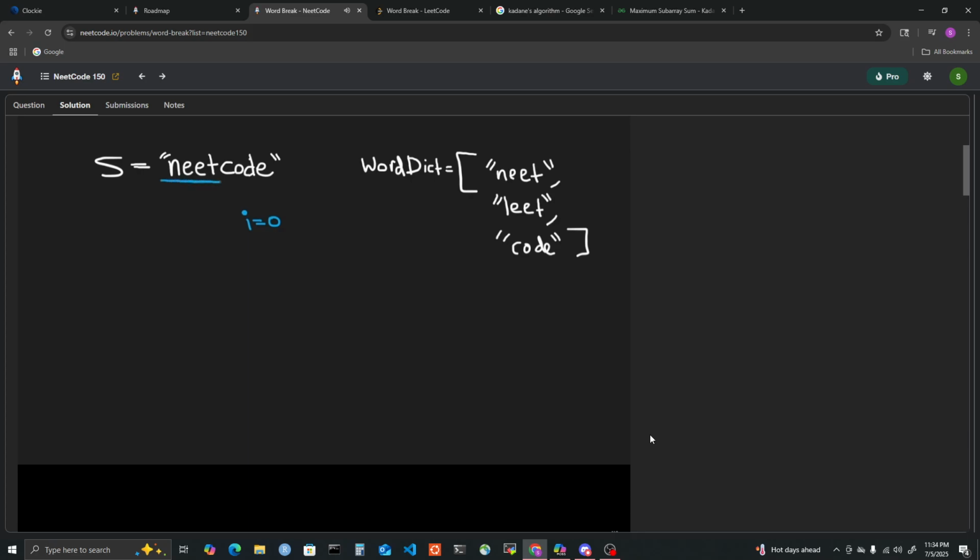Because we know that if we can find a word that matches neat, for example, then the subproblem is going to be finding words that can match the remainder of the string. For example, if we did that, our i, instead of starting at index 0, would basically be starting at index 4, right? So that's what the subproblem is going to be. So really, we're only going to have one variable that we're keeping track of in this backtracking solution.